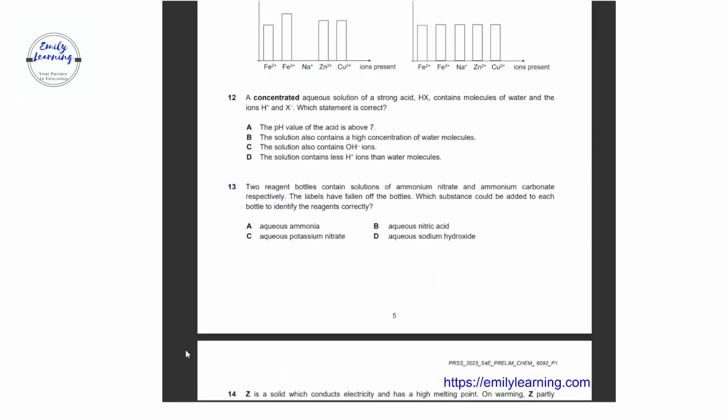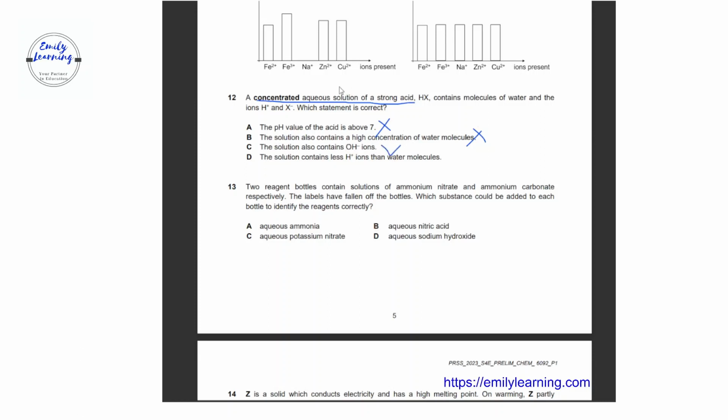In question 12, we are told that a concentrated aqueous solution of a strong acid HX contains molecules of water and the ions H+ and X-. Which statement is correct? The pH value of the acid is above 7. No. For acid, the pH is below 7. The solution also contains a high concentration of water molecules. It's a concentrated aqueous solution of strong acid, so you have a high concentration of acid, a low concentration of water. So not necessarily true.